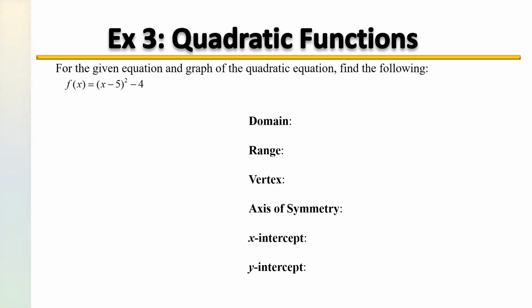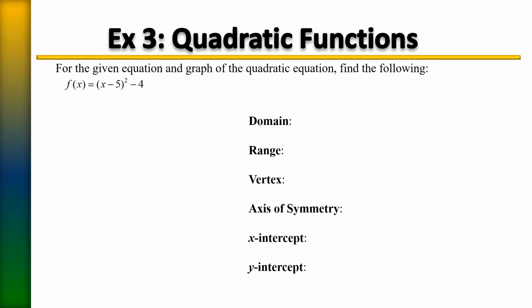In this example, we're asked to not only graph the given equation, but also identify certain characteristics such as the domain, the range, the vertex, axis of symmetry, and the x and y intercepts. So let's first proceed by taking a look at what this graph would look like. Looking at the equation here, we can see that there was a horizontal shift there of 5 units to the right, and then 4 units down. So when we graph that function, it's going to look like so.